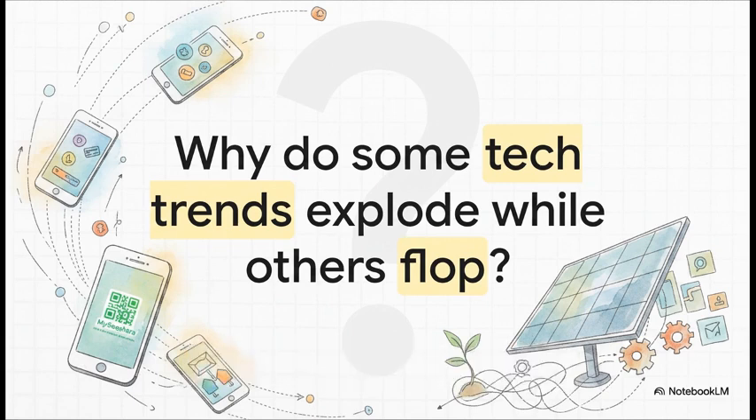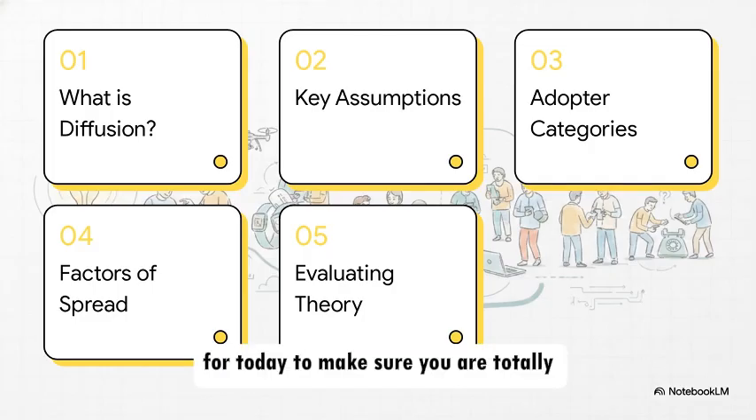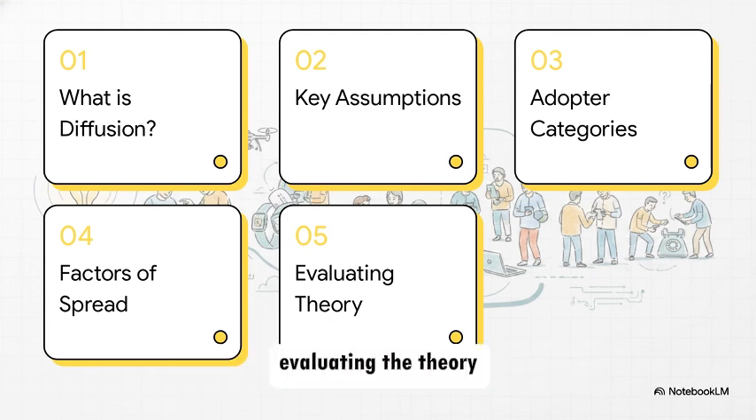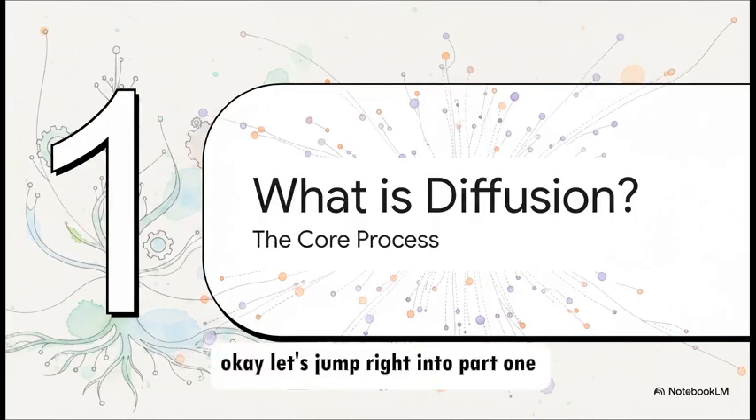completely flops? Well, here is our game plan for today to make sure you are totally prepped for your exams. We're going to hit 5 key areas. First, what is diffusion? Second, key theory assumptions. Third, the adopter categories. Fourth, the 5 factors of spread. And finally, evaluating the theory. Okay, let's jump right into part 1.